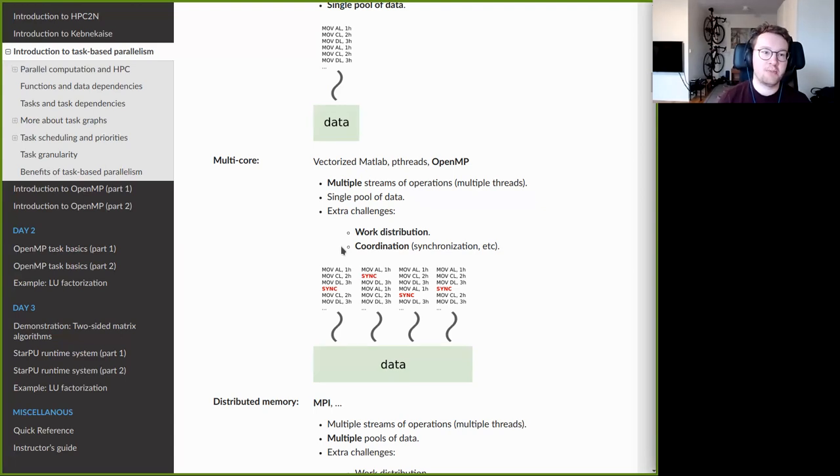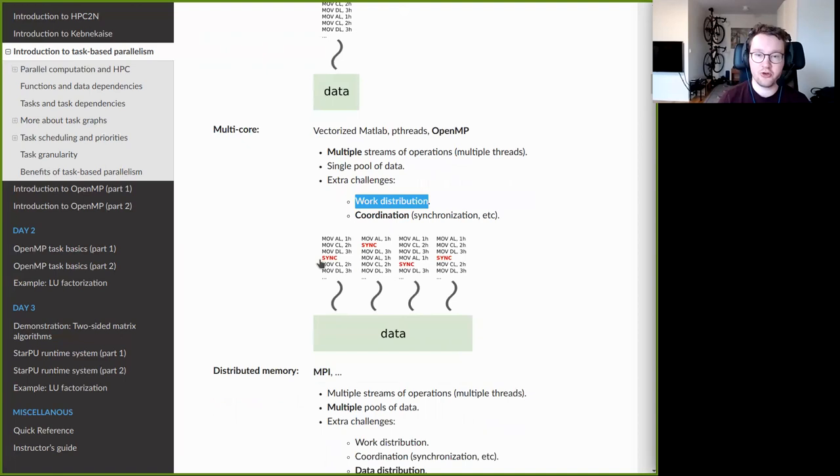And this introduces a couple of additional complications. First, you have to decide how the work is to be distributed. So you have to somehow tell your program what each one of these instruction streams is supposed to be doing. And then you have to coordinate, for example, by synchronized execution, because if these instruction streams are allowed to run wild, then they might access some data simultaneously and cause all sorts of havoc and undefined behavior. So when you move from a single core to multi-core, you will add some complexity in your code.